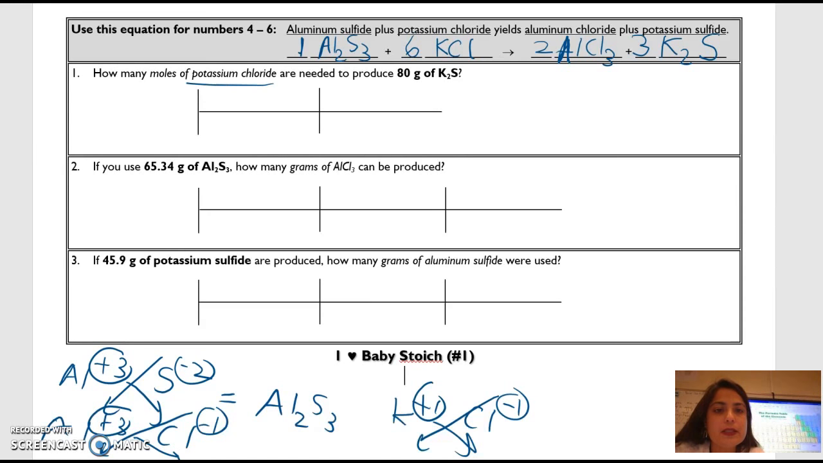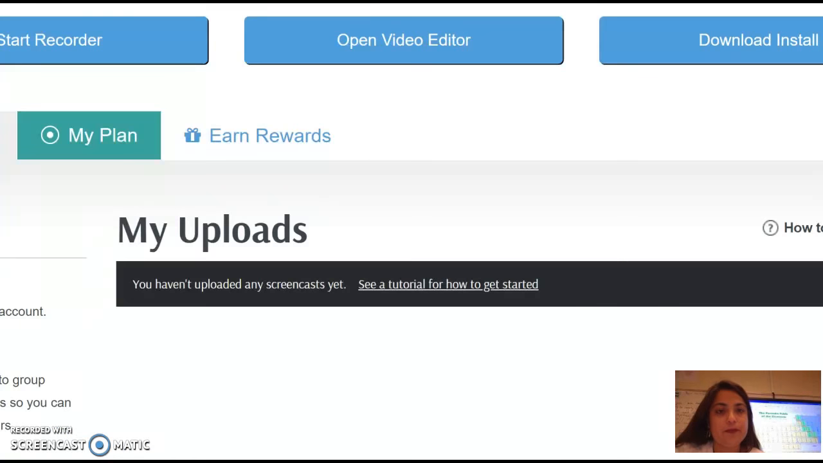It says how many moles of potassium chloride are needed to produce 80 grams of potassium sulfide? So notice it's not the same chemical. We're doing the same thing. We're going from grams of A to moles of B, and we're going to follow the path on our mole map. Go ahead and write down 80 grams K2S over here. Extend that and let's go to our mole map and see what we need to do to follow the path from grams of A to moles of B.